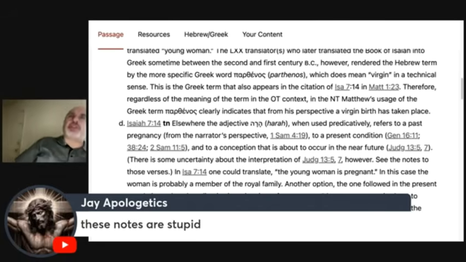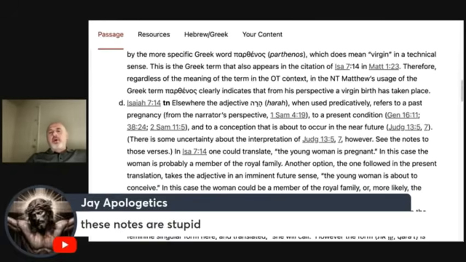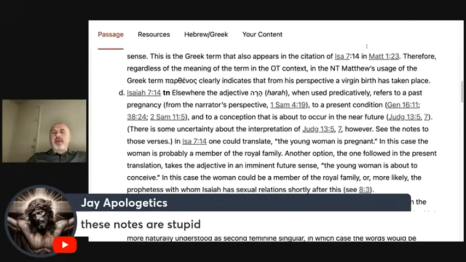But that's one of the objections raised by Tovia Singer. Matthew is a liar who misquotes the Old Testament. In the New Testament, Matthew's usage of the Greek term parthenos clearly indicates that from his perspective, notice, his perspective, which is not the Old Testament perspective. See what they did? A virgin birth has taken place.